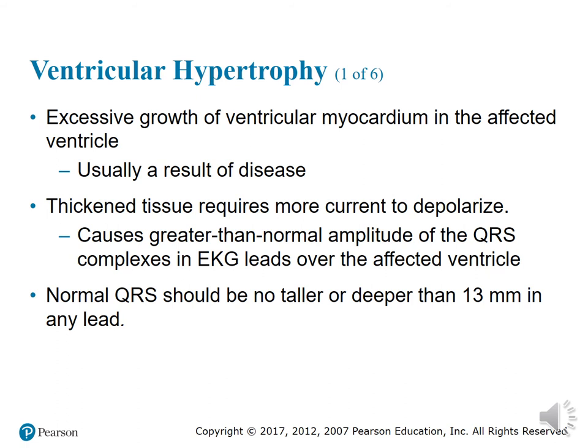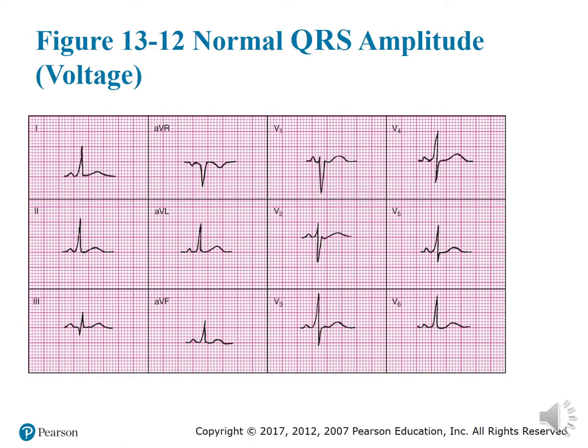All right, ventricular hypertrophy is excessive growth of the ventricular myocardium in the affected ventricle, usually a result of disease. Thickened tissue requires more current to depolarize. This causes greater than normal amplitude of the QRS complex in EKG leads over the affected ventricle. A normal QRS should be no taller or deeper than 13 millimeters in each lead. We know that each little square on the EKG is a millimeter. So starting at the baseline, counting up or counting down, if you get more than 13 squares, then hey, we have a problem. So, hypertrophy. All right, this is what that looks like.